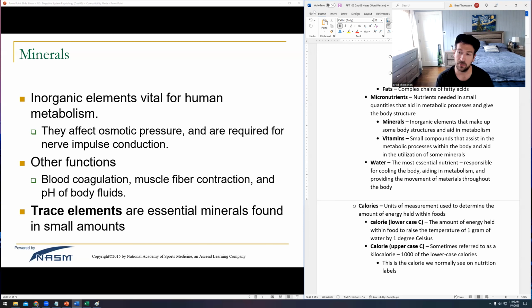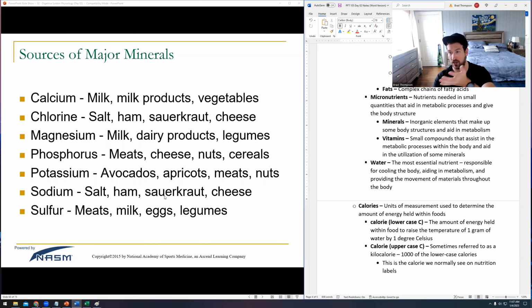So minerals, we're going to break these down into two major categories as well. We're going to have major minerals and trace minerals. The only difference here is that with major minerals, you need more than 100 milligrams per day. Trace minerals, you need less than 100 milligrams per day. But here's some really good sources. Calcium, we know milk, that's a big one.